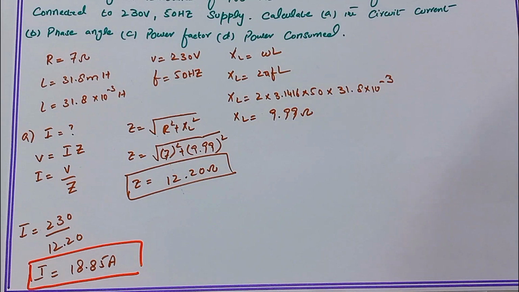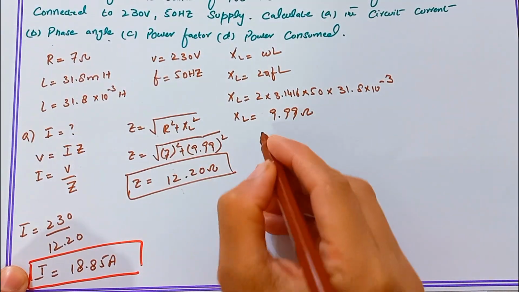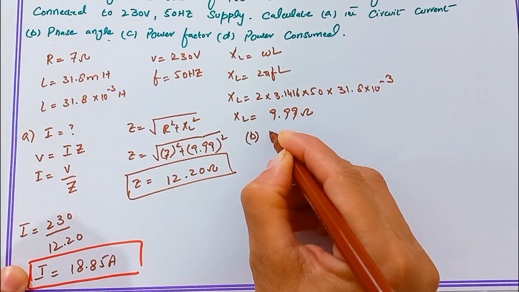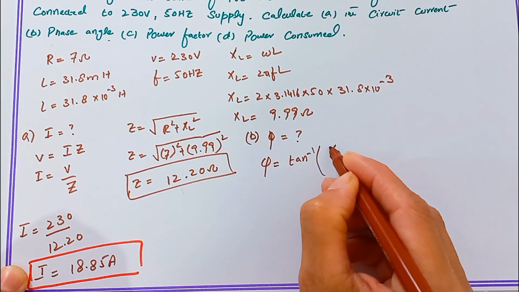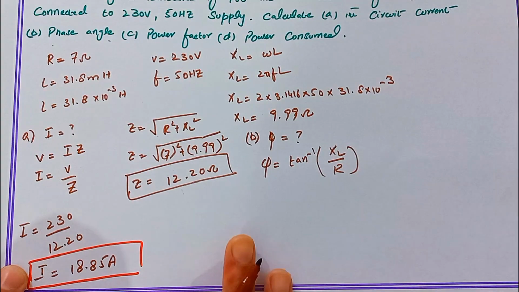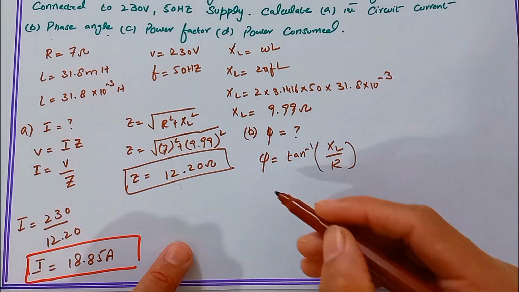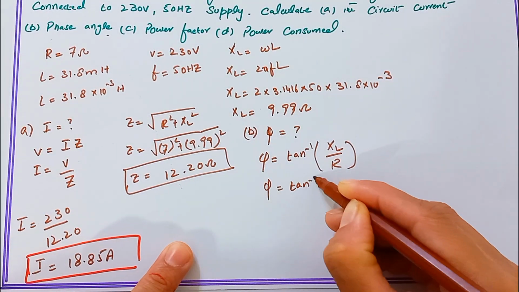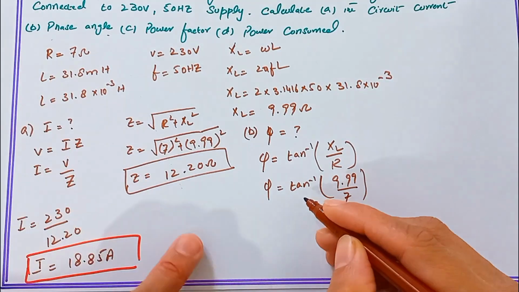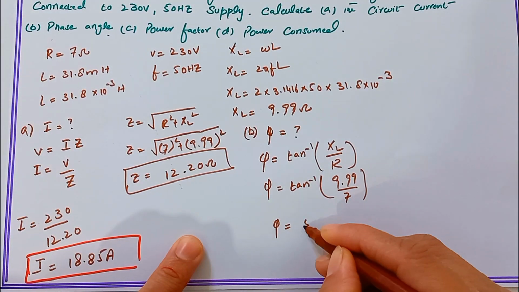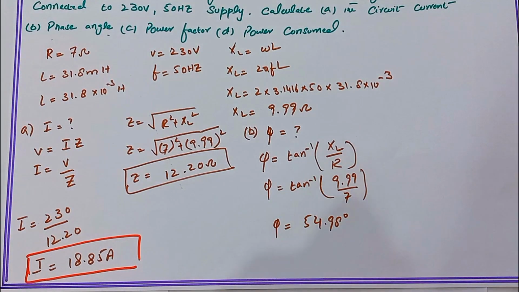Now we find the B part, that is the phase angle. Here we use the formula of the phase angle, that is phi is equal to tan inverse of the inductive reactance XL over resistor R. So here we put the XL that is equal to 9.99 over R that is equal to 7. So the phase angle becomes equal to 54.98 degree. So here we find the B part.